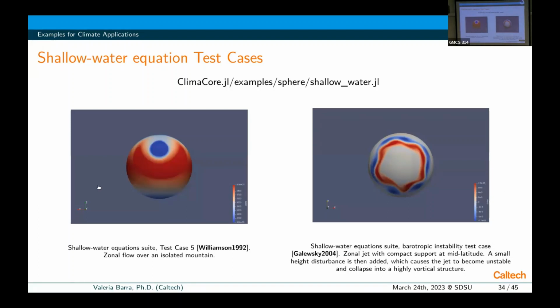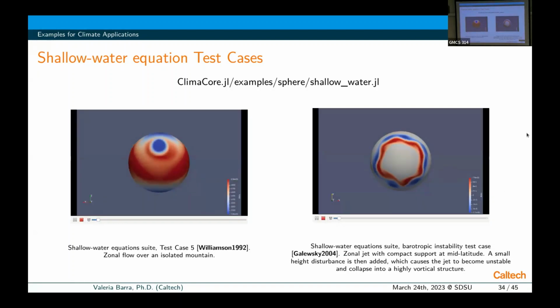And so these are examples. These are typical test cases used in the atmosphere. So these are known in the literature. They're used for validation of our code. On the left, we have what is called a mountain test case, where we have a non-uniform mountain here. And on the right, it's the test case called barotropic instability, where it creates this highly vortical structure.